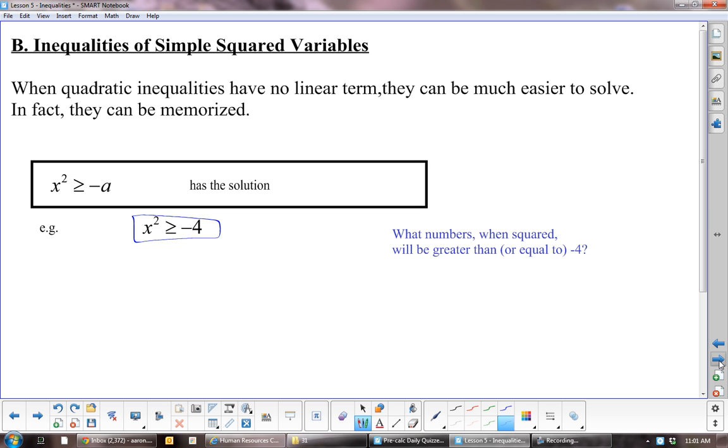Okay, so basically you just have to know this, because I know some people are like, oh, I'm going to go solve this. Oh, can't do it, no solution. Okay, no, you have to actually think about it. Well, this has to be a positive number. Anything positive is greater, not equal to necessarily, but greater than negative 4, right? So this one would have the solution negative infinity, comma, infinity, right?